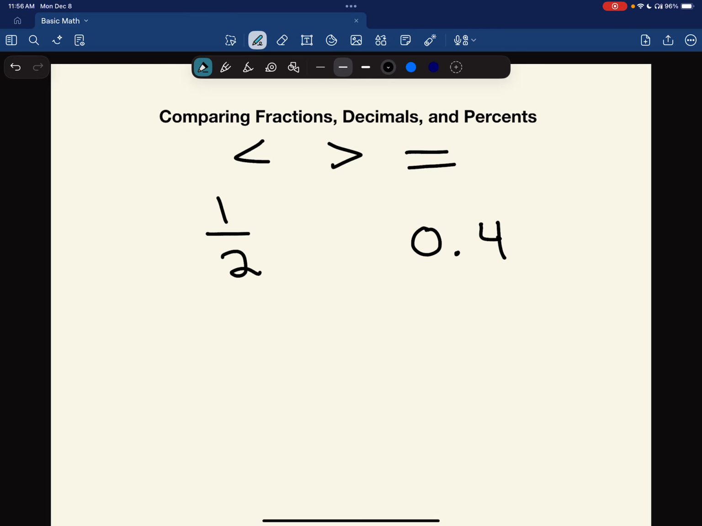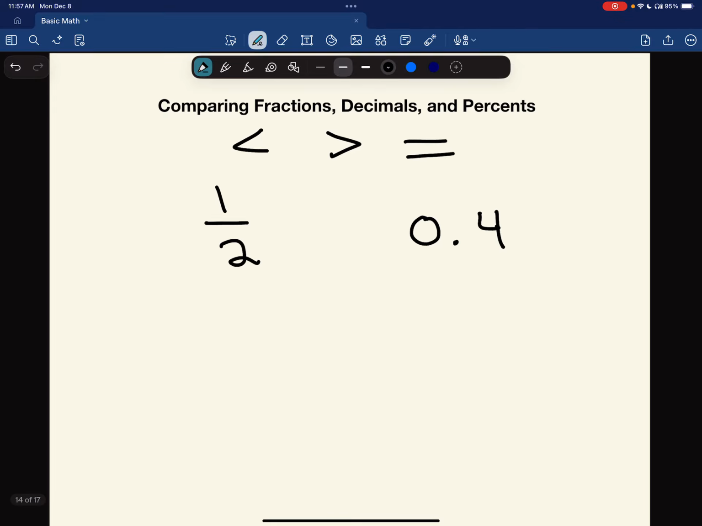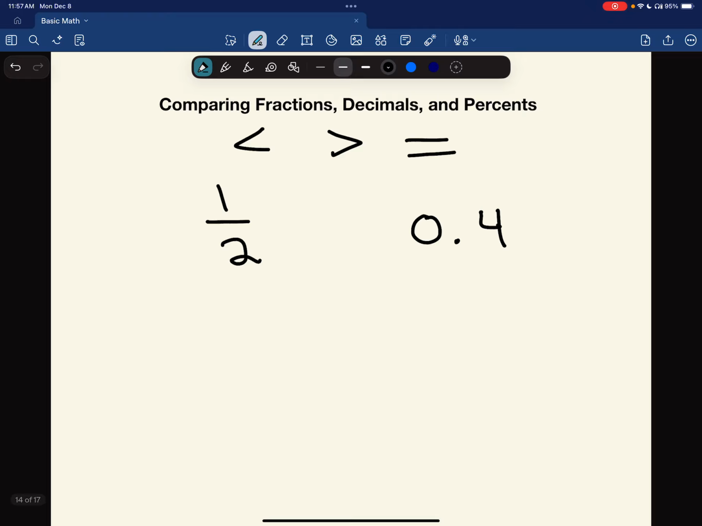So in order to compare these two values, we need to make sure that they are both converted, or one of them is converted at least, so they're both fractions, decimals, or percents. Okay, so I'm going to show you 3 ways how to do this. So let's first convert them both into fractions. Okay, 1/2 is already a fraction, so we don't need to do that. And 0.4, that's written as 4/10, so 4/10.